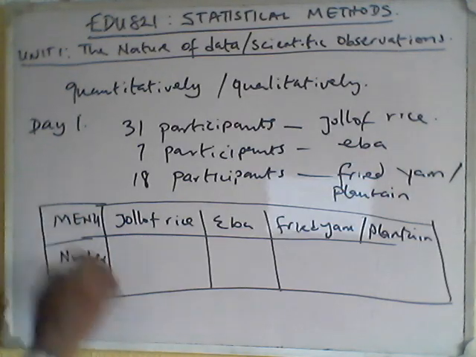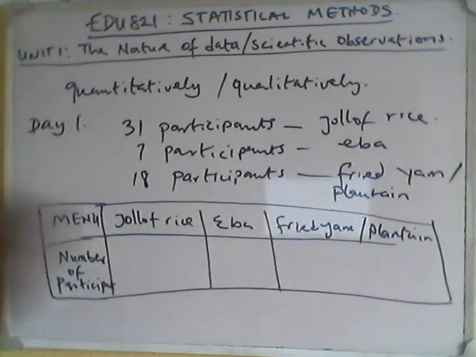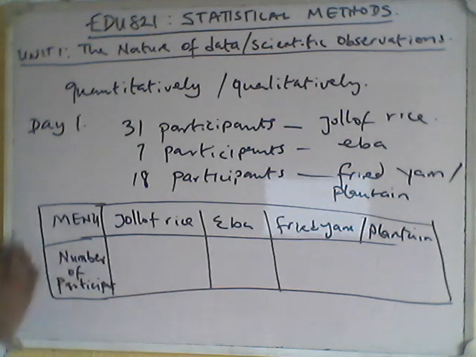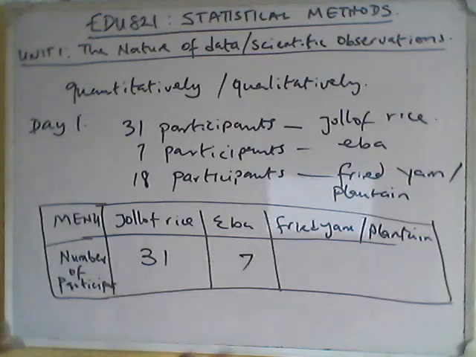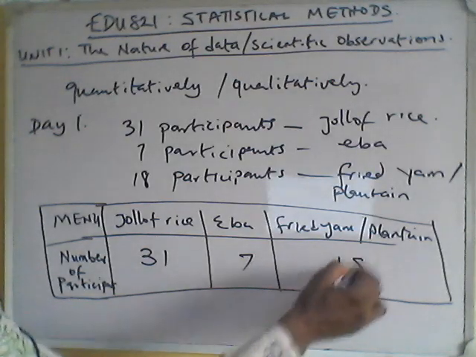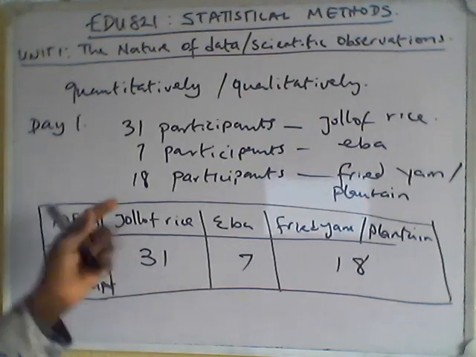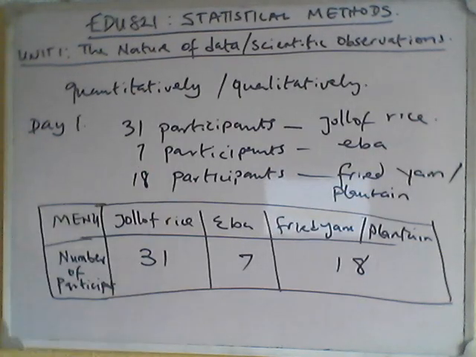So this is what we call the raw data, unprocessed. Now we are putting it in a way that when you look at it, you'll be able to work on it. So this is 31 for jollof rice, 7 for eba, and 18 for either fried yam or plantain. This is a very good way of representing it. So the use of data is persuasive. We use data in our everyday life, although we do not always describe it as data.